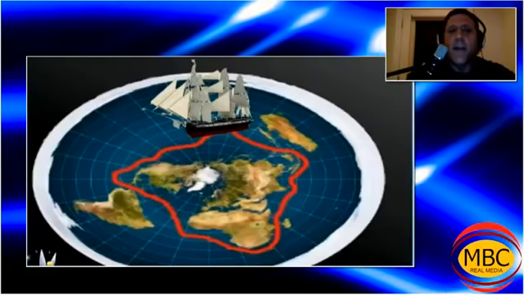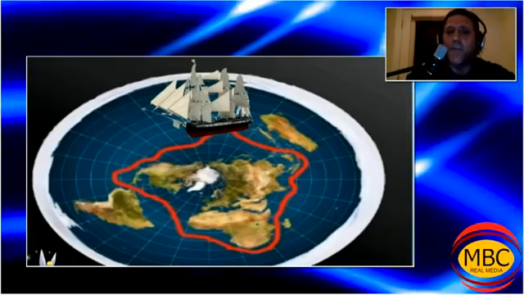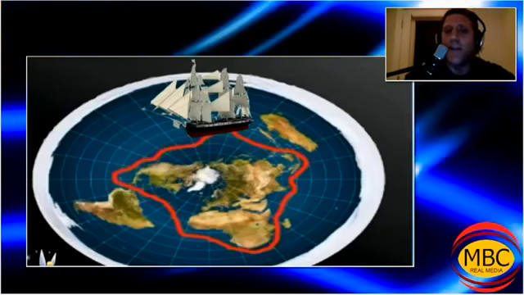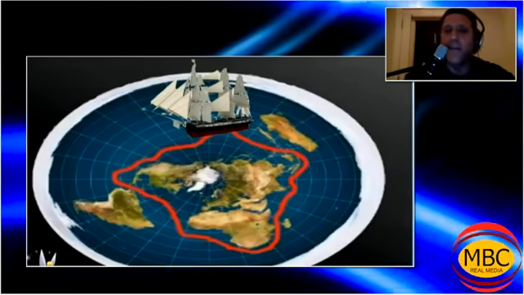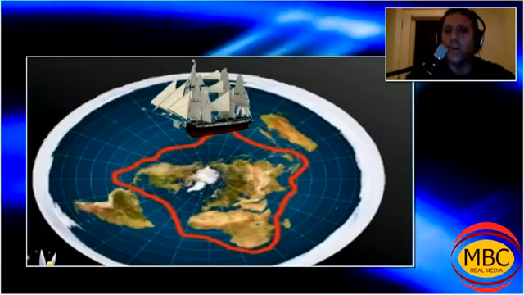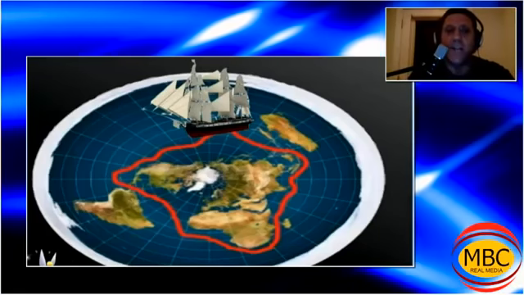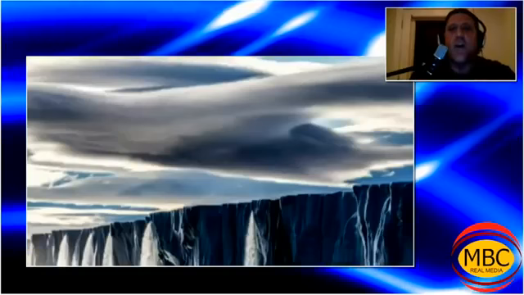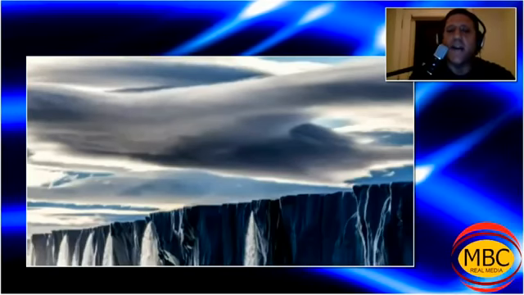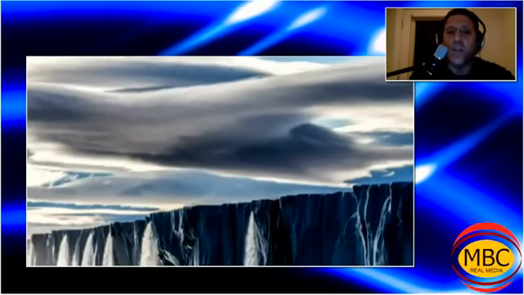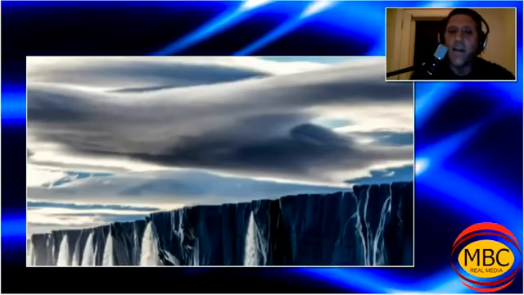Next slide. There you go. This is an illustration of how a ship would go around the world. It's like walking around your neighborhood. You're not going around a sphere. You're making a big flat circle, or as close to a circle as you can get. Next, if you go south, you'll eventually hit the Antarctic ice wall, which surrounds the entire flat Earth.